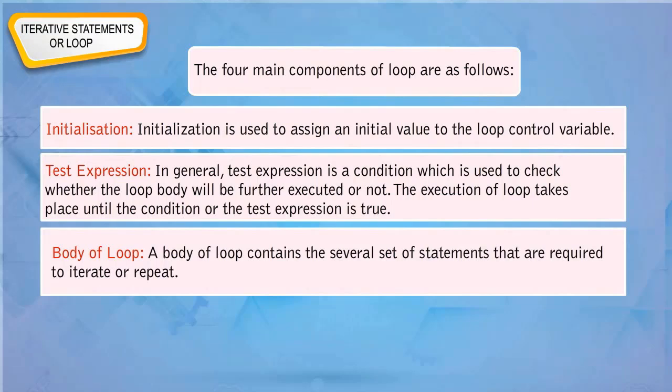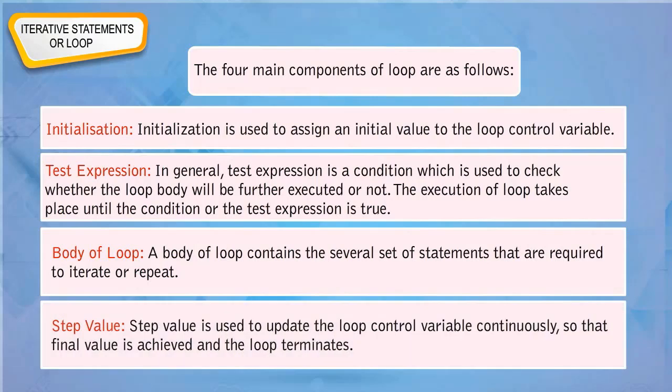Body of loop. The body of a loop contains the set of statements that are required to iterate or repeat. Step value. Step value is used to update the loop control variable continuously so that the final value is achieved and the loop terminates. Control variable.